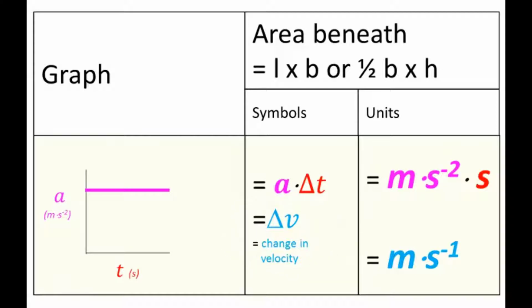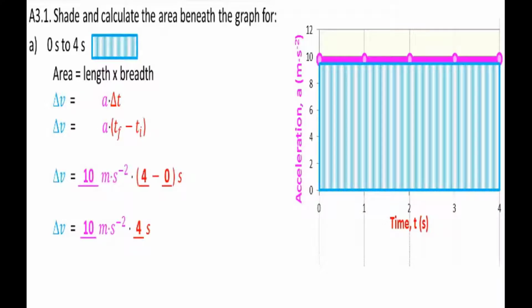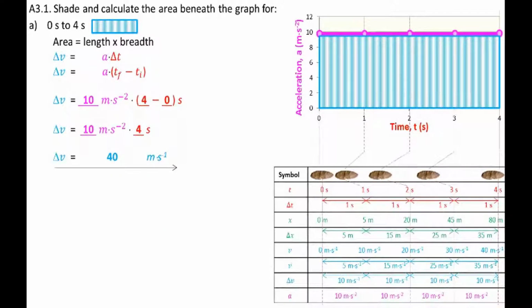So let's calculate the area here. The area of this rectangle is 10 meters per second squared multiplied by 4 seconds. If we want to do it the long way round, t final minus t initial, 4 minus 0 is 4 seconds. 10 meters per second squared multiplied by 4 seconds is equal to 40 meters per second. That means that during that interval, the velocity changed 40 meters per second. And that is indeed the case. It started off at 0 meters per second, and at the end of the 4 seconds it was going 40 meters per second. So the change was 40 minus 0, 40 meters per second.